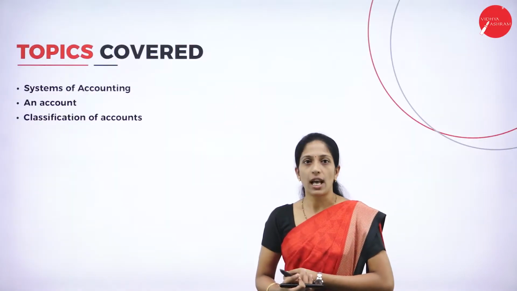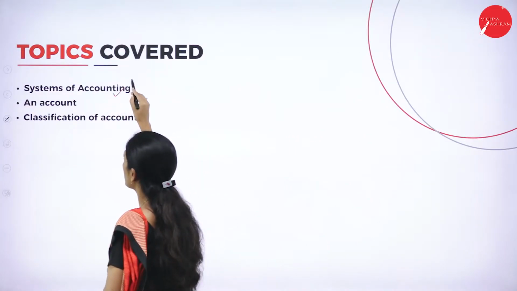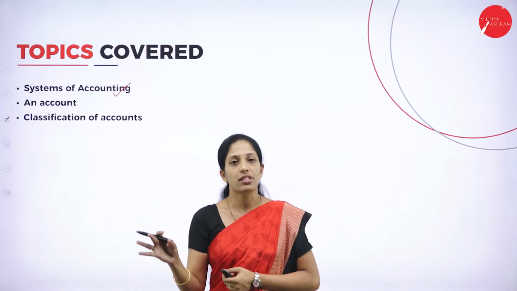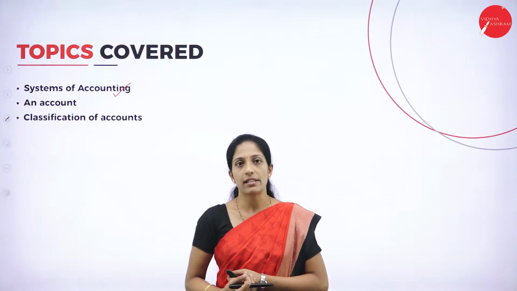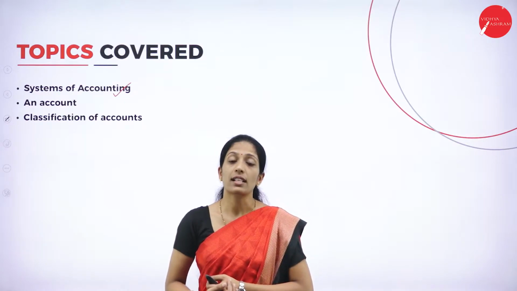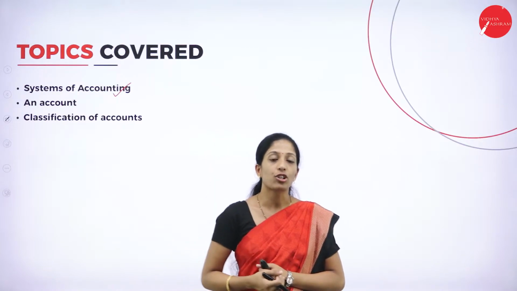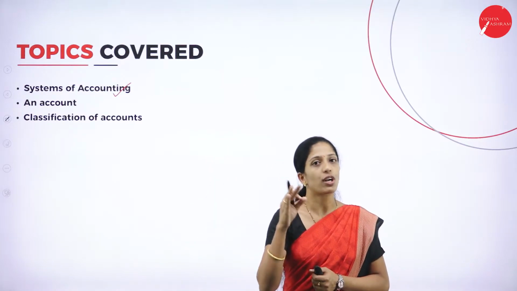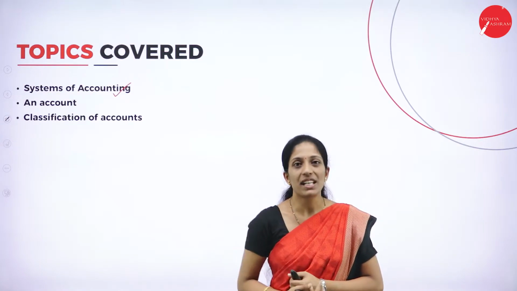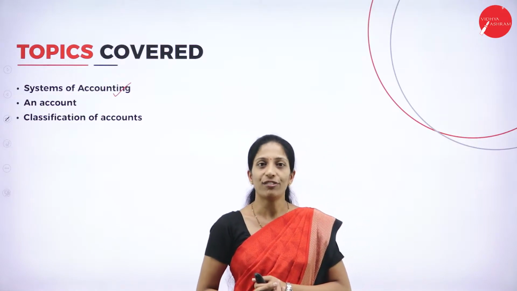In the previous session, we learnt the systems of accounting. There are mainly two systems of accounting: one is the double entry system, the other is the single entry system. The double entry system is called the complete system of accounting, where for each and every transaction we record the corresponding debit along with the corresponding credit. It is one of the most accurate systems of accounting.